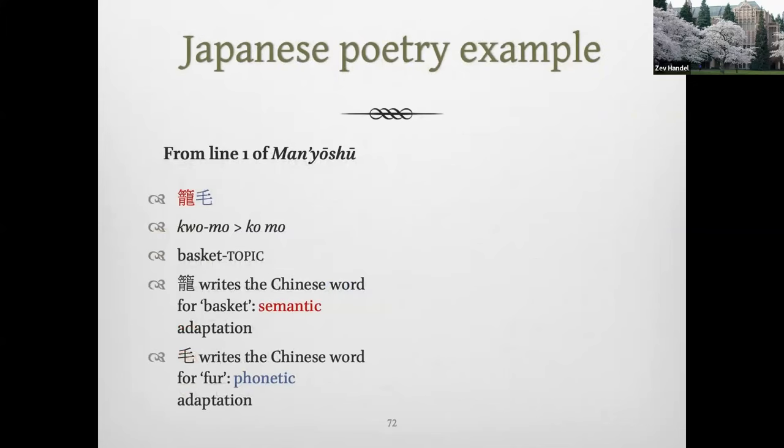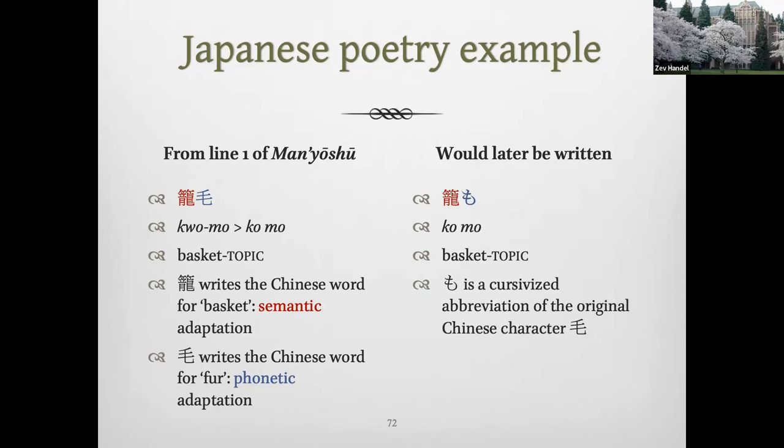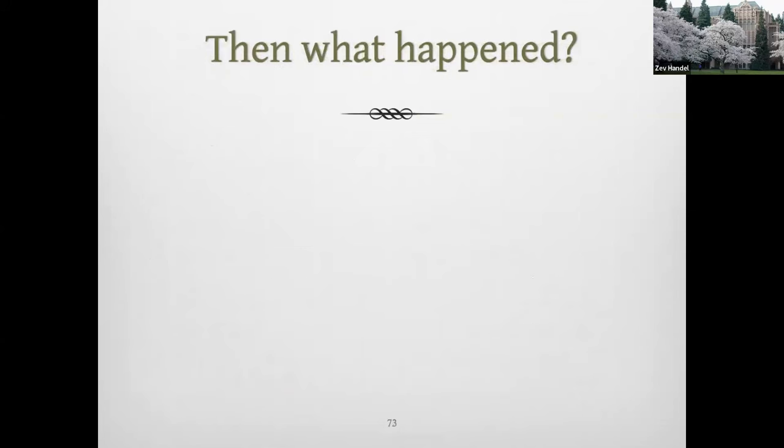So whereas we saw in the first line of the Manyoshu two full form characters, one writing basket, one writing a grammatical particle, in modern Japanese, that second one would be written in its abbreviated form. And now there's no ambiguity. You don't need to guess anymore. The full character is semantically adapted. The abbreviated character is phonetically adapted. And so it could never ever be interpreted as fur, and you never even have to consider the possibility.